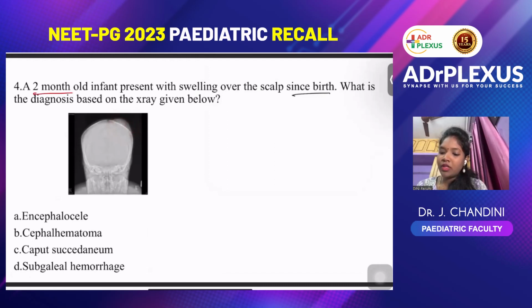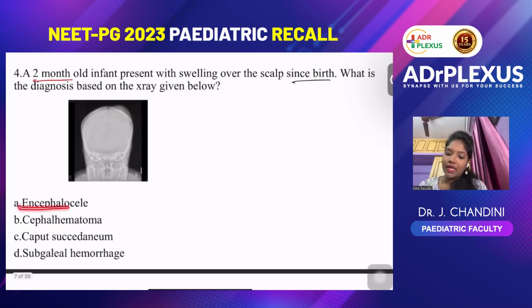So it is above the bone. It is not something to do with the bone. Can you see? So the plane is somewhat subperiosteal. Okay. So now, what is the diagnosis? Is it encephalocele? Is it cephalhematoma? Is it caput succedaneum or subgaleal hemorrhage? So what is the diagnosis here? Now, the actual answer here is nothing but cephalhematoma.